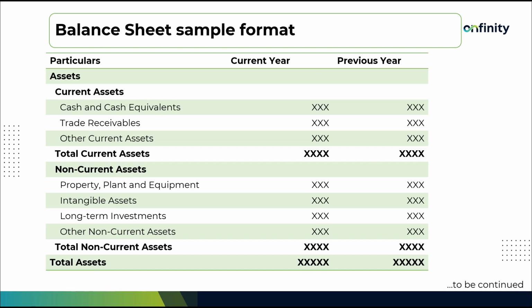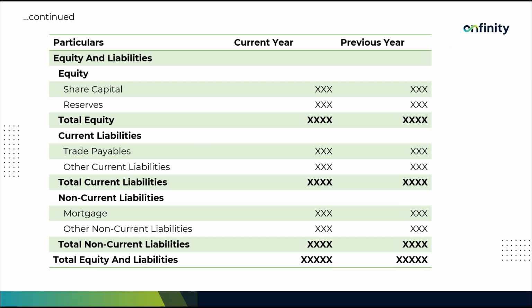Similarly, for a balance sheet, we define accounts such as assets, which include current assets and non-current assets. On the column side, we display the current year closing balance and the previous year closing balance. Under equity and liabilities, we list total equity, current liabilities, and finally, the total equity and liabilities for both the current and previous years. Let's now move to the system to see how to configure a report in Onfinity.